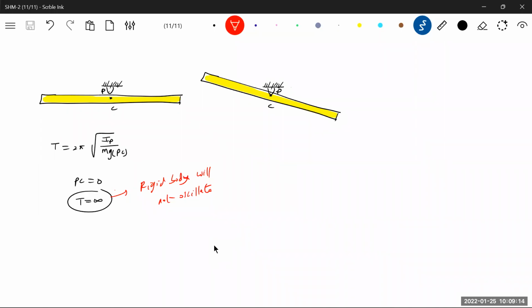Not only this, you can pick up any other shaped object. Here I just discussed only this one. Any other shaped object, you can consider like this one.